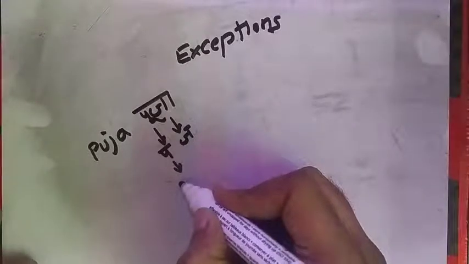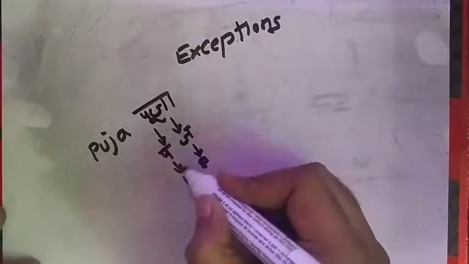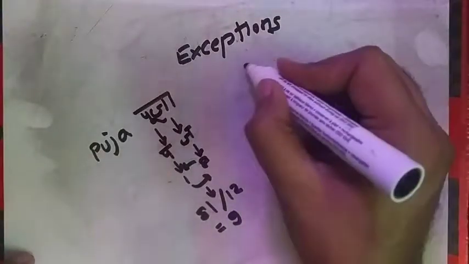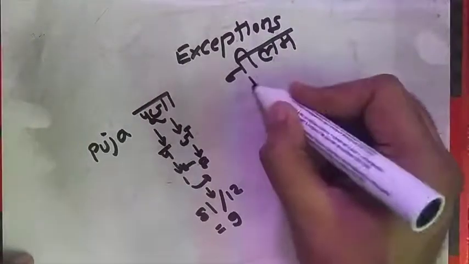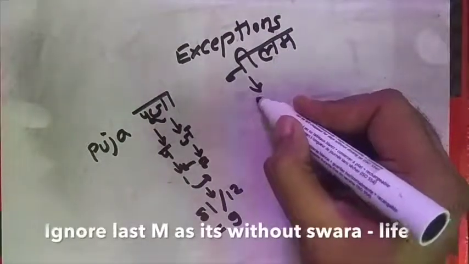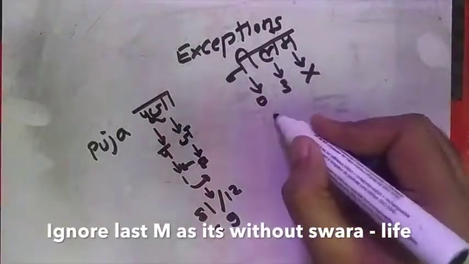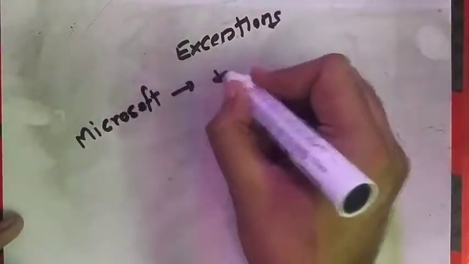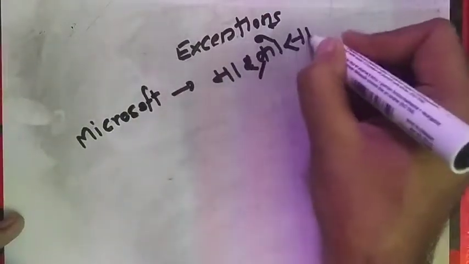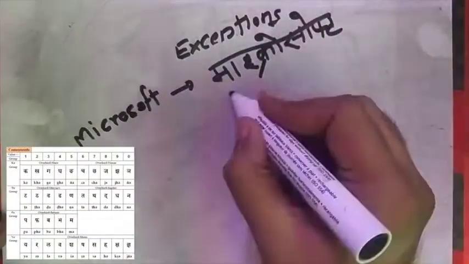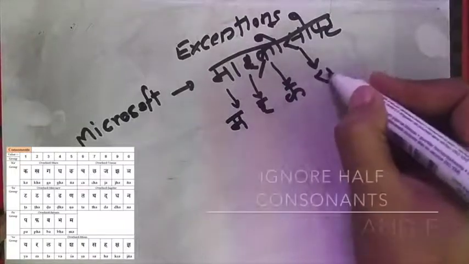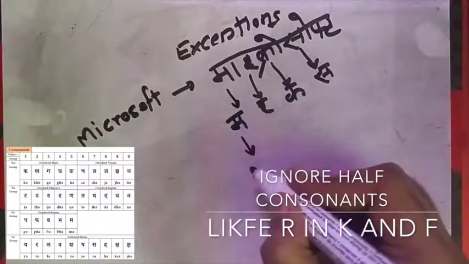We have to always ignore the consonant at the end that is without any swar, so they are considered lifeless. For example, in Neelam, the ending Ma should be ignored, as it is without any swar. Like in Microsoft, half consonants will always be ignored. For example, in Microsoft, the R with K and F with T are half consonants, so they are anyway without any life, so they are ignored. And in Microsoft, even the ending T is ignored, because that is also without any swar.